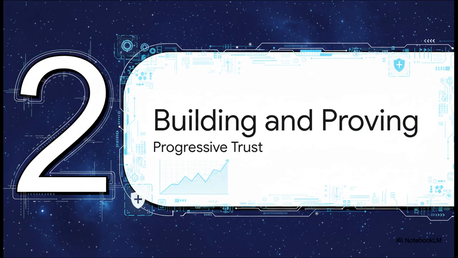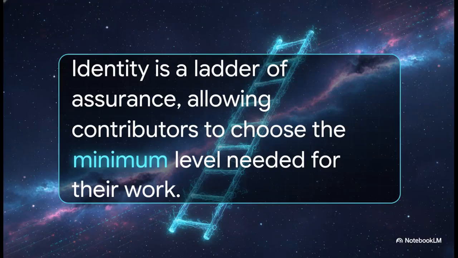All right, so we have our primitives, but just having an identity isn't enough. We need a way to figure out how much we can actually trust it. And that's all about building and proving that identity over time. I want you to think about identity as a spectrum, not like an on-off switch. It's more like a ladder. You can start at the bottom, and as you climb, you progressively build up the level of trust and assurance tied to your identity. The higher you climb, the more you can do.